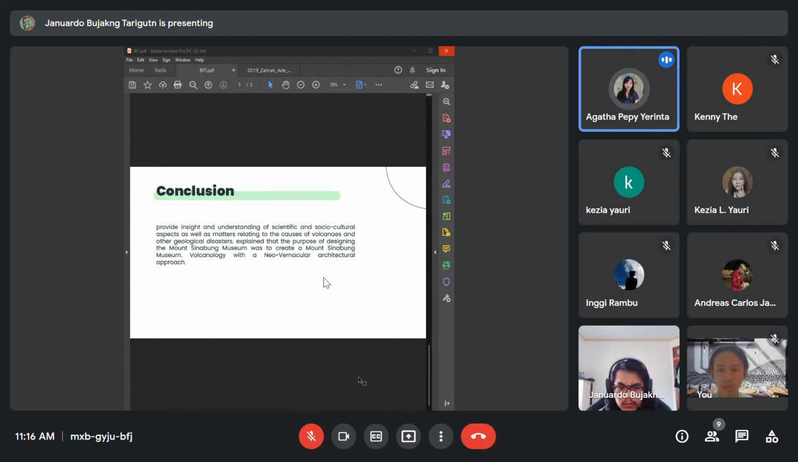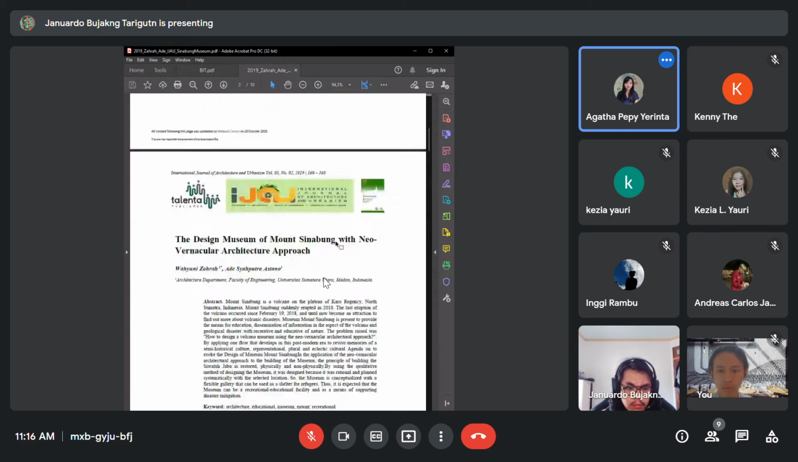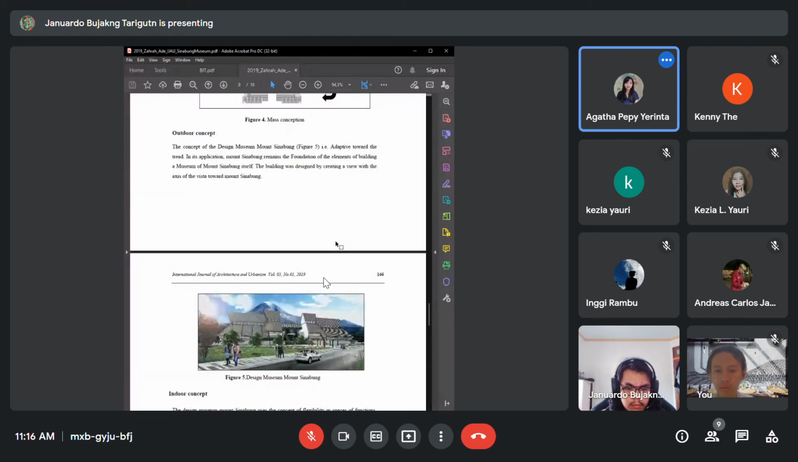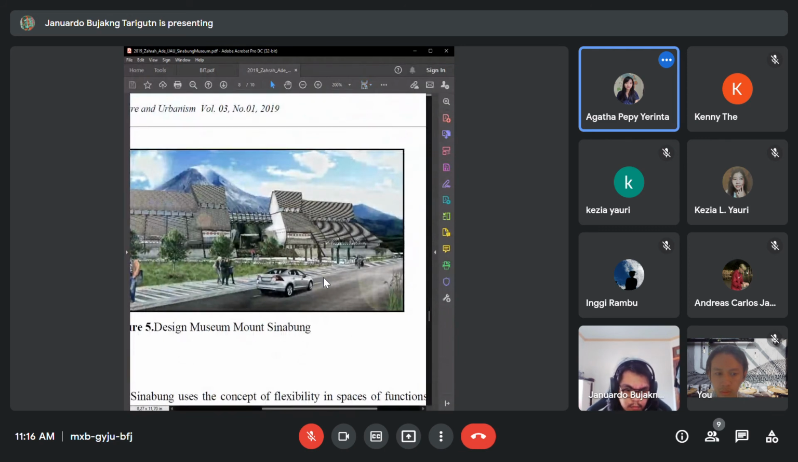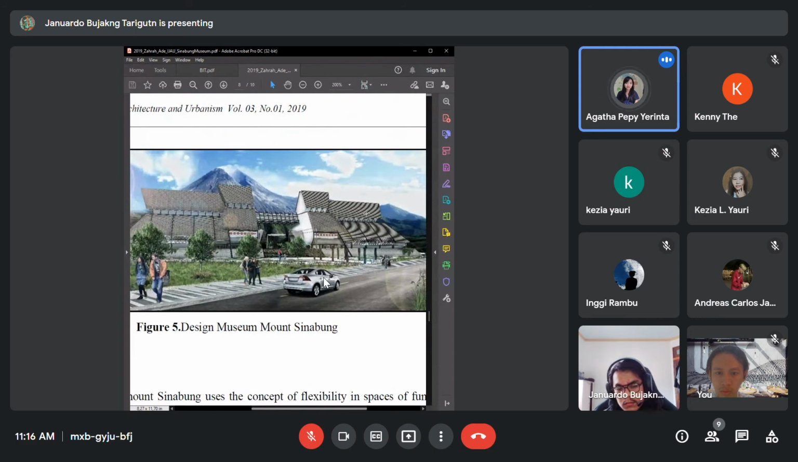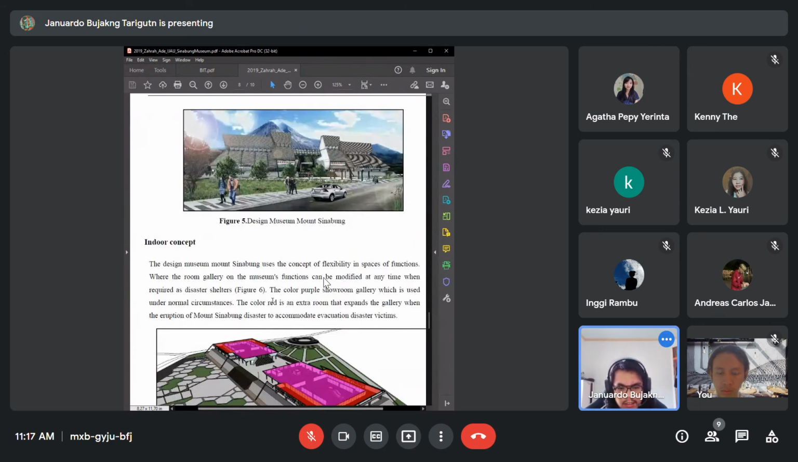Can you show me the building? Do you have the picture of the building now? Is there any before and after picture? This is the design of the building. Oh yes, before and after, excellent.